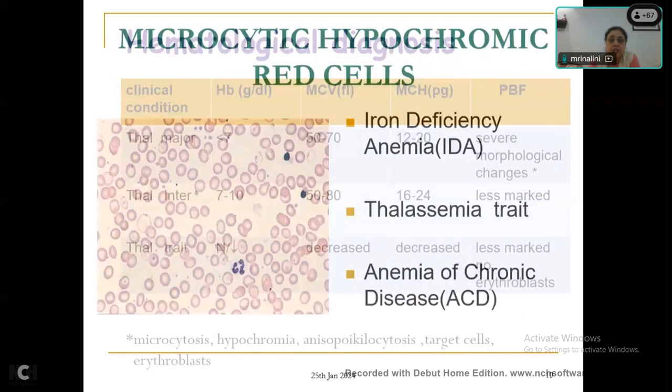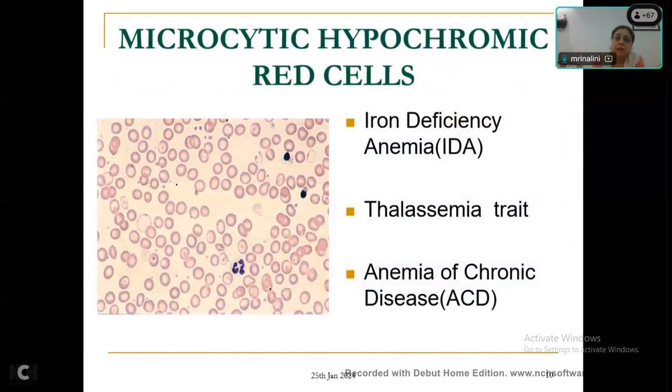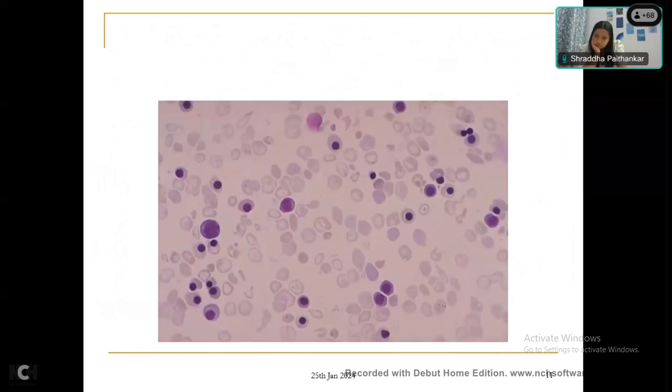So when you get microcytic hypochromic cells, iron deficiency is always on top of the suspicion because it is the most prevalent nutritional anemia. But thalassemia trait and anemia of chronic disorders are the other differential diagnoses. And how do we sort it out on just the CBC? I will discuss it through the case.